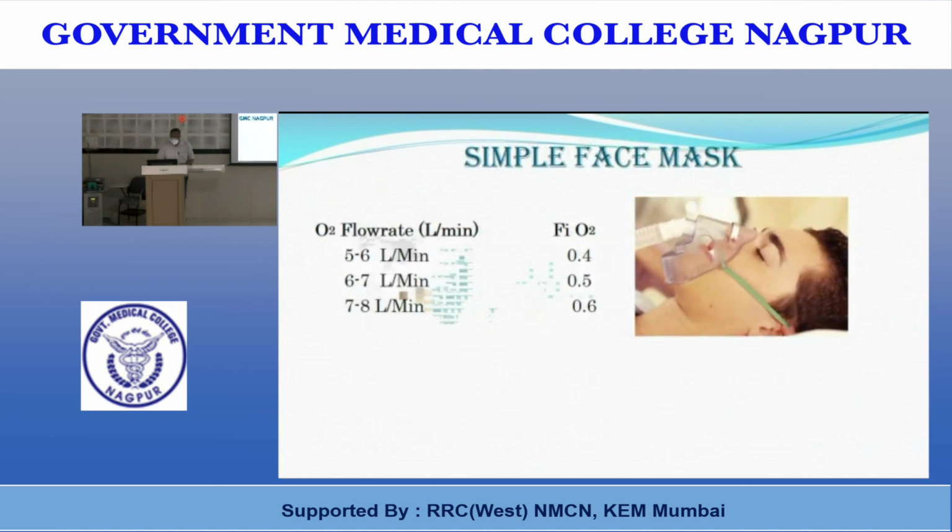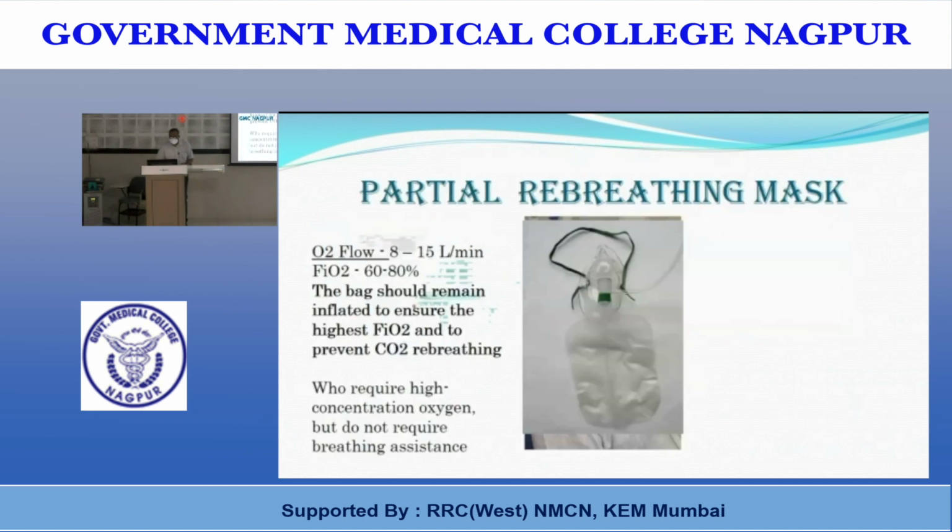When we attach the simple face mask and the flow rate is 5 to 6 liters, we can give the patient 40% FiO2. With 6 to 7 liters, almost 50% FiO2 is delivered, and with 7 to 8 liters, 60% FiO2 we can give to the patient. And if the patient is still not maintaining saturation, shift the patient to the face mask with the rebreathing bag.